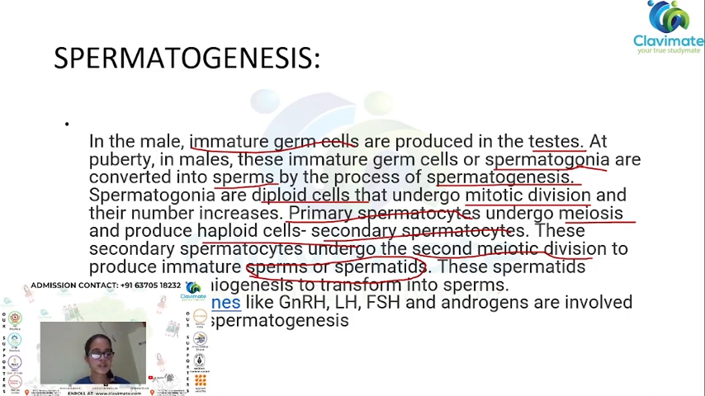Okay. So various hormones like gonadotropin hormone, LH, FSH, follicle stimulating hormone, and androgens are the very important hormones involved in stimulating the spermatogenesis process.